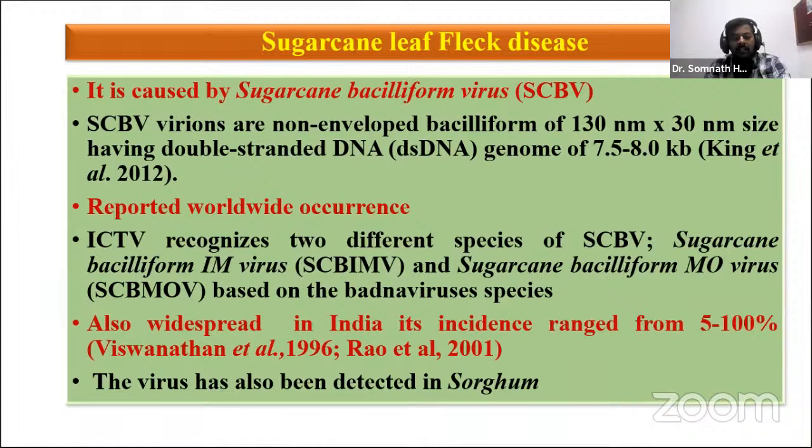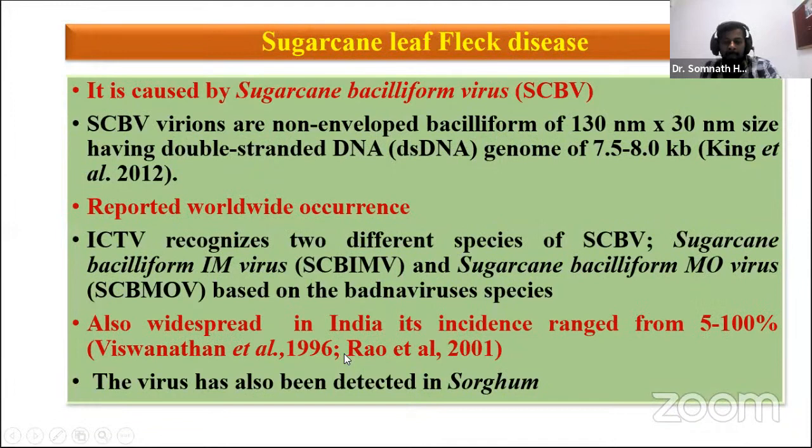ICTV stands for the International Committee on Taxonomy of Viruses, which looks after the naming and classification of all the viruses reported worldwide. This organization ratifies or recognizes the distinct virus species reported from different crops worldwide. It produces reports, publishes that information at different intervals, and frequently updates the database of viruses.